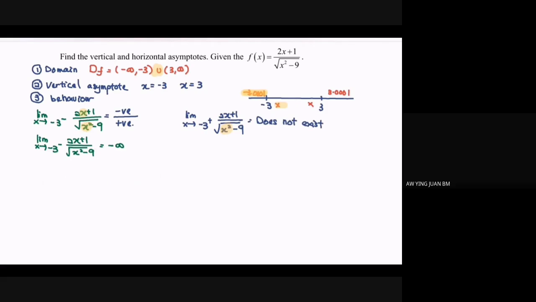So here we have the situation. So now we're going to discuss the behavior that approaches 3. So limit when x approaching 3 from the left for the function 2x plus 1 over square root of x squared minus 9. Next case, it will be limit when x approaching 3 from the right for the function.